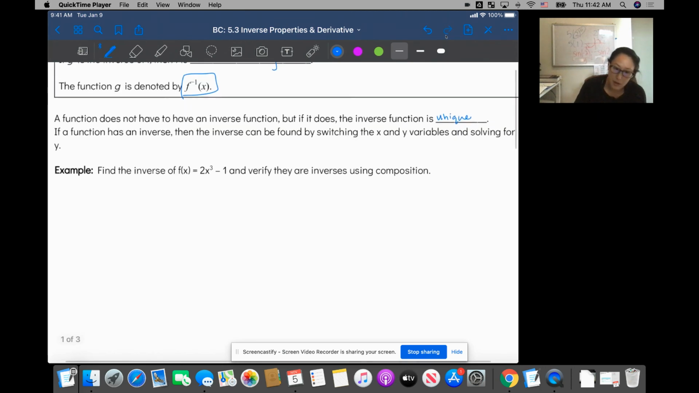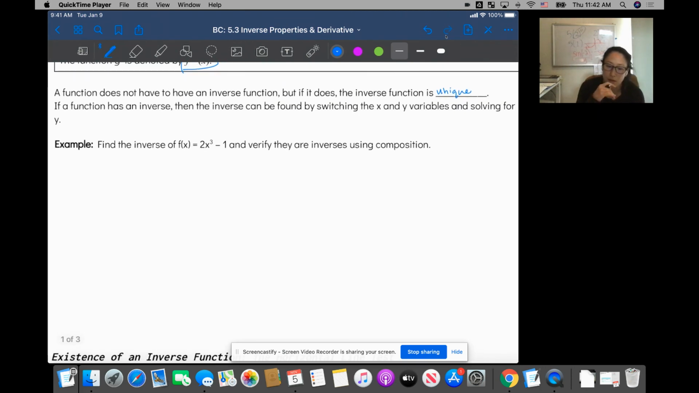Okay, so let's practice. So we're going to find the inverse of f of x is equal to 2x cubed minus 1 and verify that they are inverses using composition. So first, to find the inverse, we switch x and y. So we have x is equal to 2y cubed minus 1, solve for y. We get x plus 1 is equal to 2y cubed. We divide by 2, and then we take the cube root.